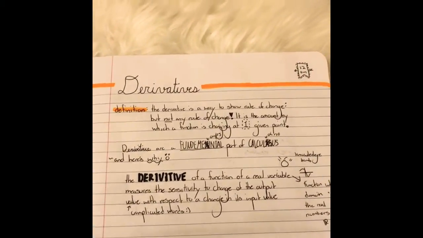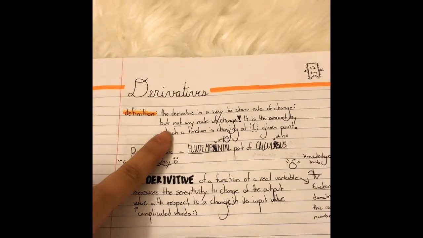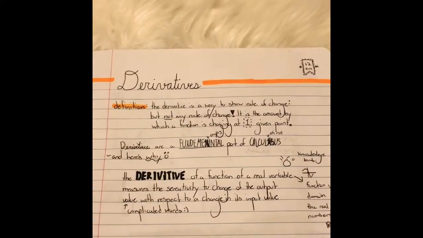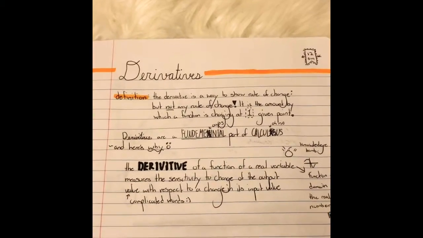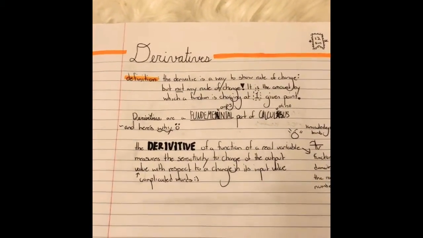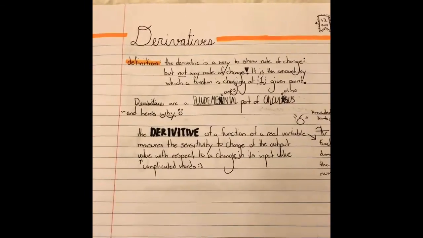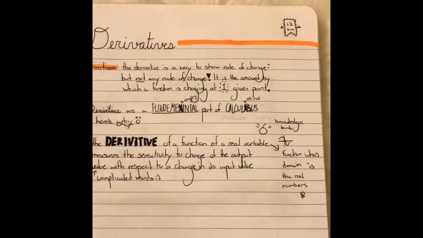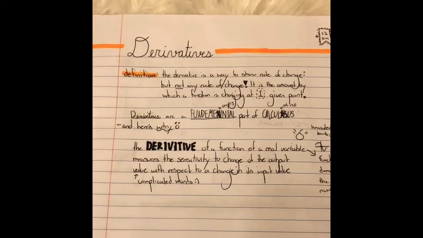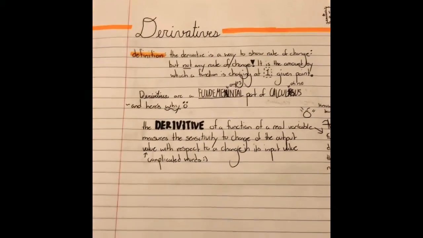The definition of the derivative is a way to show a rate of change, but not any rate of change. It is the amount by which a function is changing at one given point. Derivatives are a fundamental part of calculus, and here's why. Knowledge bomb: the derivative of a function of a real variable, a function whose domain is real numbers, measures the sensitivity to change of the output value with respect to change in its input value, which are very complicated words.